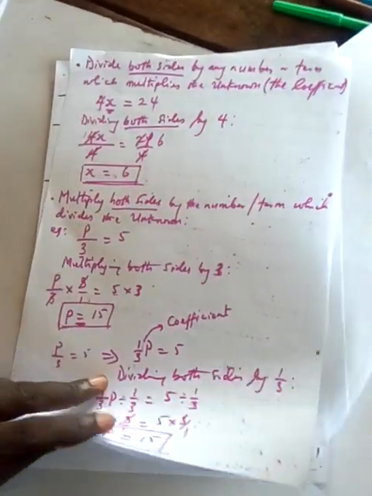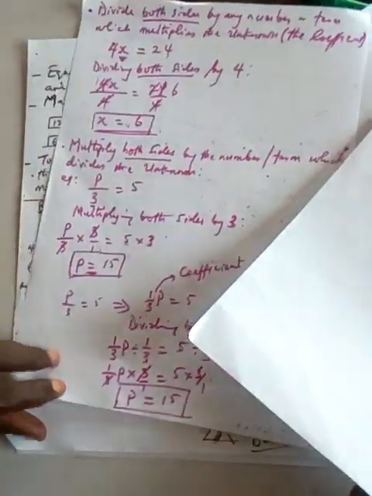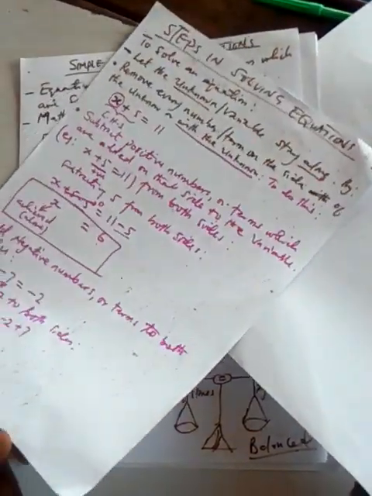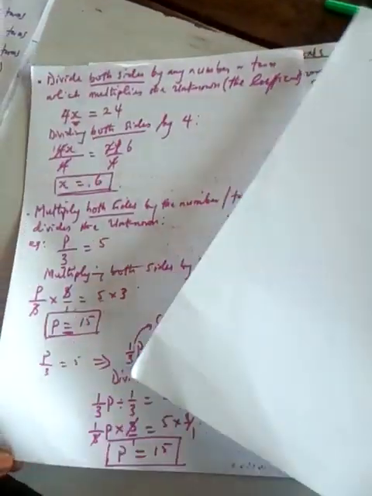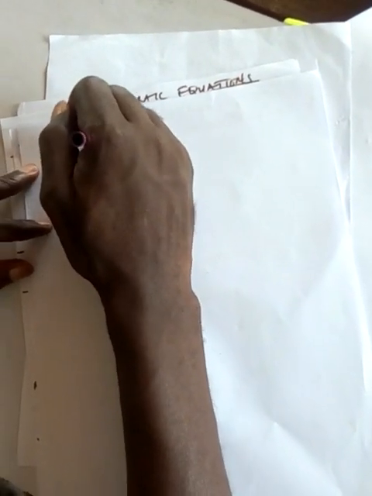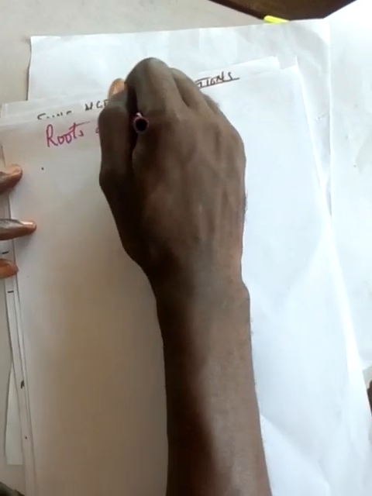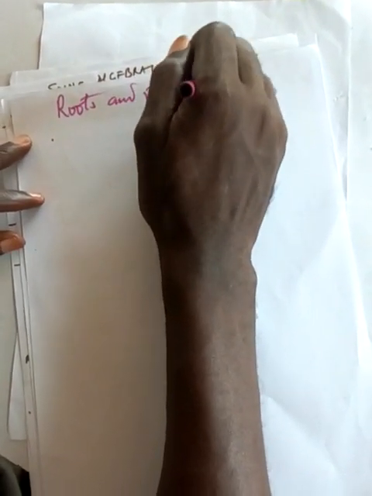So we have concluded the 4 major operations in solving equations. So we will now look at other stuff such as roots and powers.